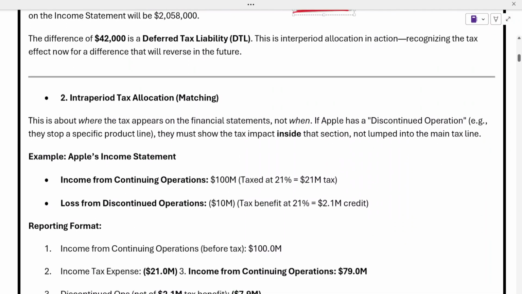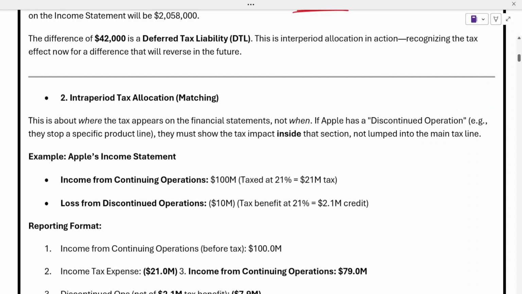Now let's see the intra-period tax allocation as well. This is about where the tax appears on the financial statements, not when, and if Apple has discontinued operations, that is one of the concepts.